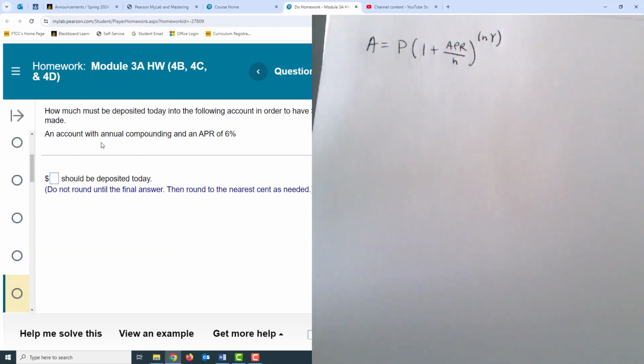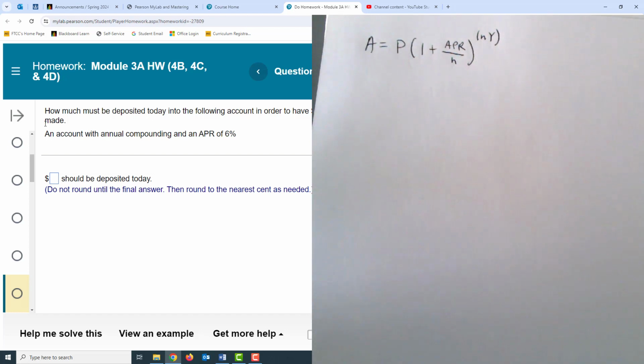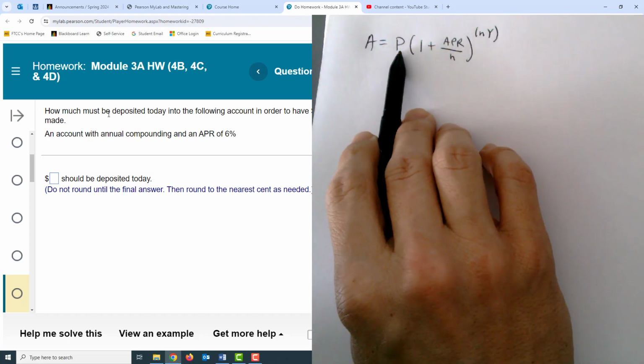If you fast forward to this question, this is asking how much must be deposited today. So if you're going to invest money, how much would you need to invest today? So how much would you have in your pocket that you could put into an account? That would be your P value, right? Principal is the initial amount. So how much, that's what you're looking for in this example. You're actually going to be looking for this P. You're not given P. You have to find P.